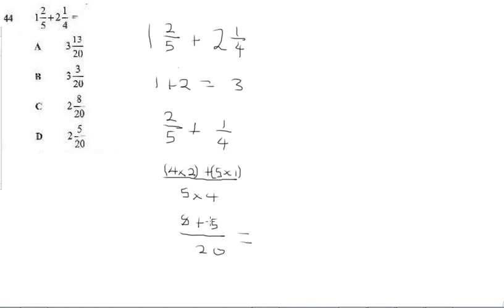This is equal to 8 plus 5, which gives us 13, and we have the denominator, which is 20. So this is the sum of the fraction part. But we don't forget we have the whole number part. So we put this together: the whole number 3, then the fraction part, which is 13 over 20. According to the options we've been given, 3 13 over 20 is option A. So therefore the correct answer is A. We can move on to the next question.